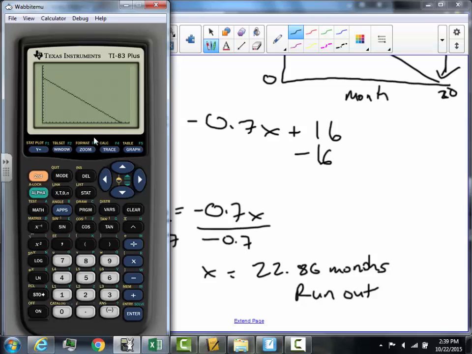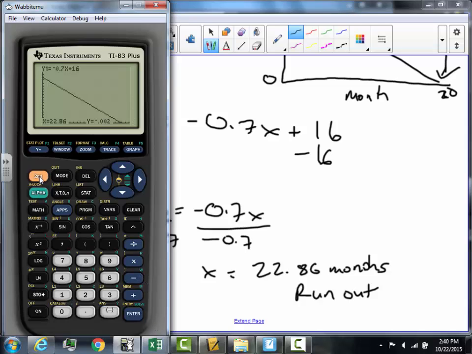Here's a couple of tricks you can play then. If you go second, calculate, value is the very first one. It's going to take you back to your graph, and it's going to ask you, what x would you like to know about? So for example, let's say I want to prove my work is correct. I might type in 22.86. I'm going to hope that it tells me that y is equal to 0, because it should have run out. And is it exactly 0? Well, I didn't actually use the exact number, right? Does that make sense? You guys ever seen that trick as to how to use value? Okay, so you haven't seen that trick before then?